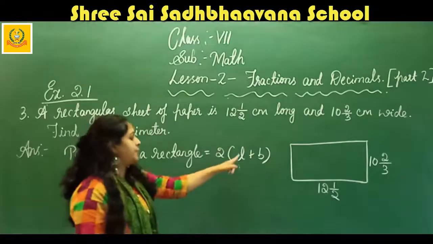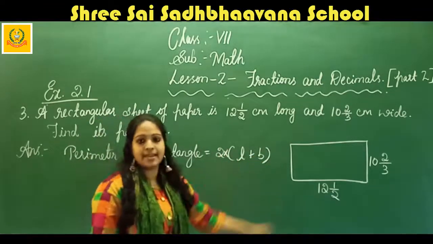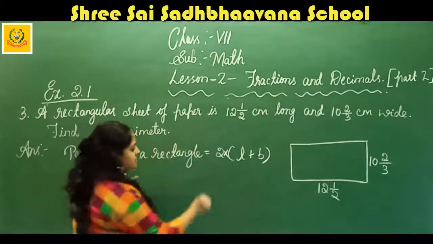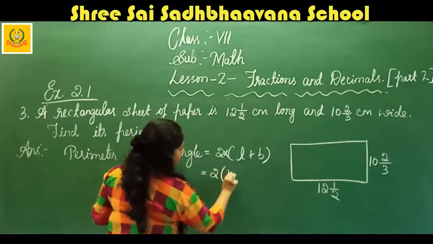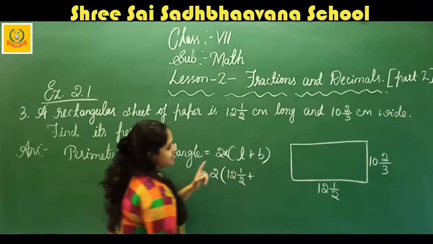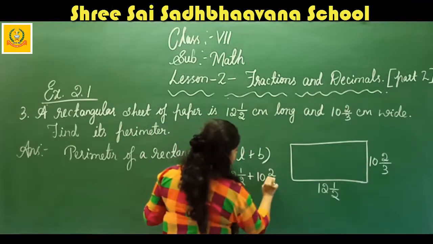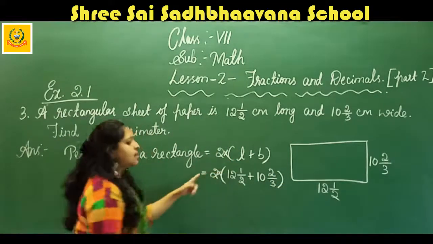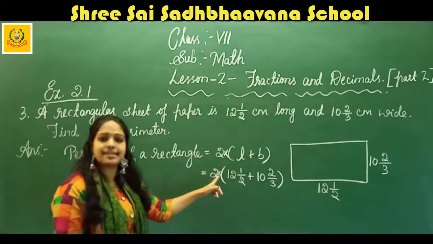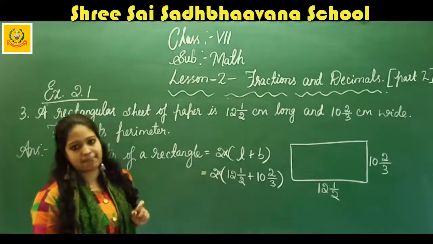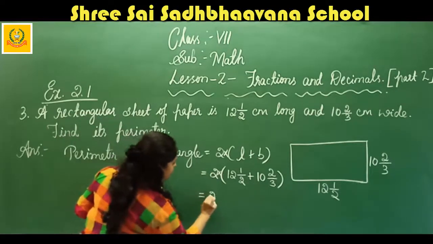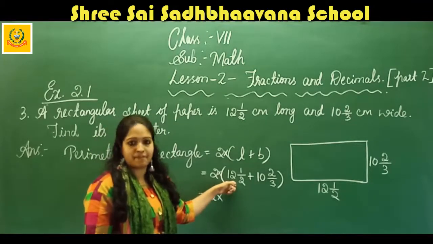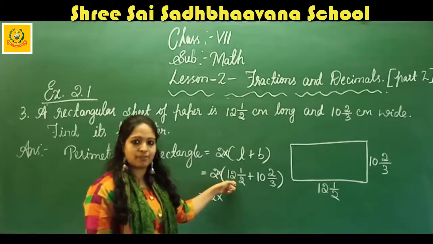Okay, children? Yes, 2 into means into. My multiplication symbol must be there. Now, let us see. What is the length here they have given? That is 2 into 12 1 by 2 plus 10 2 by 3. This is the way we have to write. If you want, you can put the multiplication sign or else you can skip also. No problem, because bracket is there, it is understood. You have to multiply there. Now you have to convert this into an improper fraction.